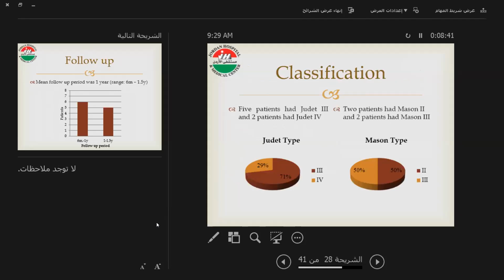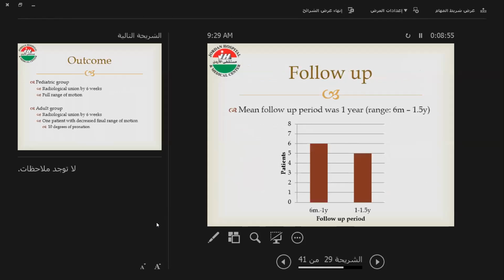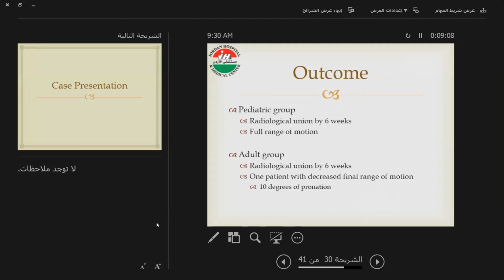In the pediatric age group, 5 patients had Judet type 3 fractures, and 2 patients had Judet type 4. With the adult patients, half had Mason 2 and half had Mason 3. We followed them up for an average of 1 year. Usually, we give them appointments till 8 weeks, but the adult patients keep coming back for checkups, ranging from 6 months to 1.5 years.